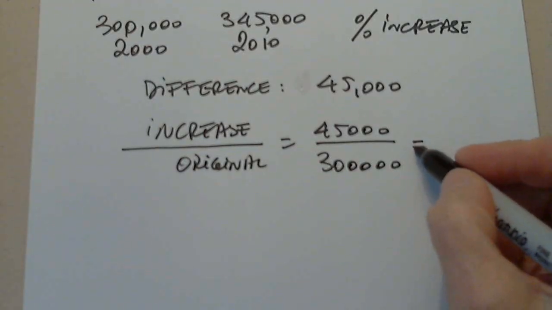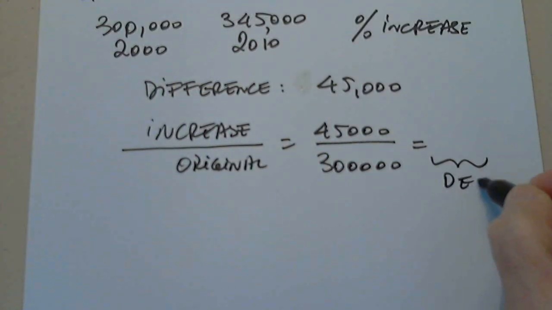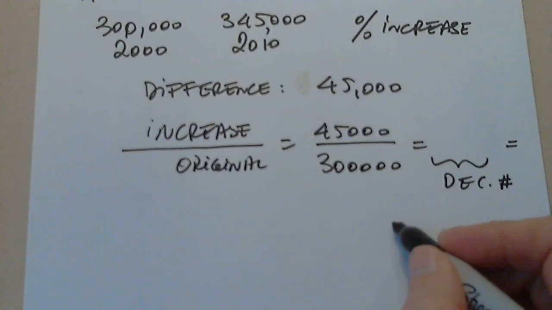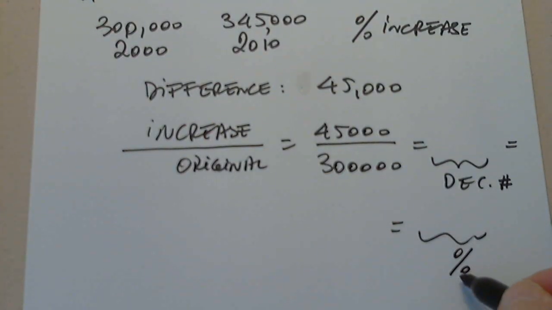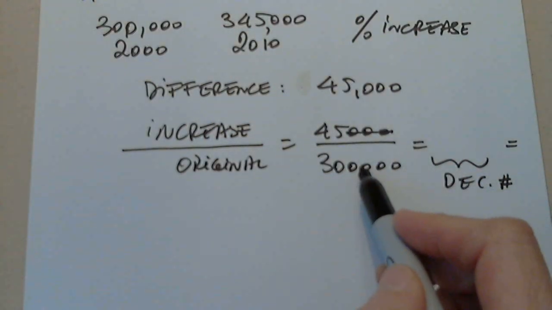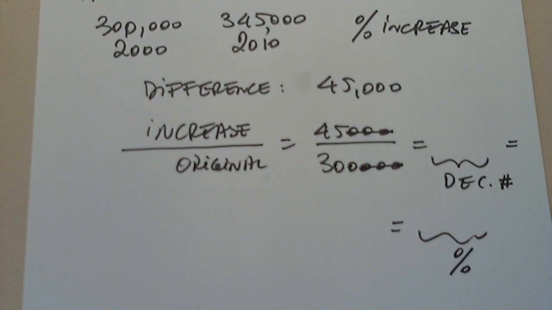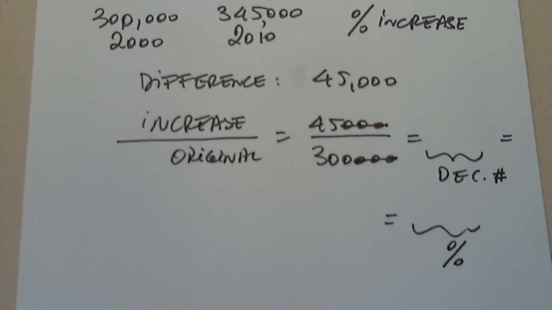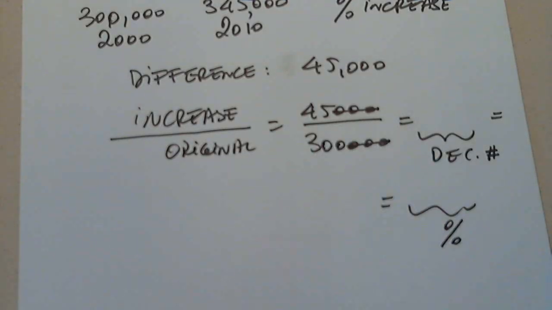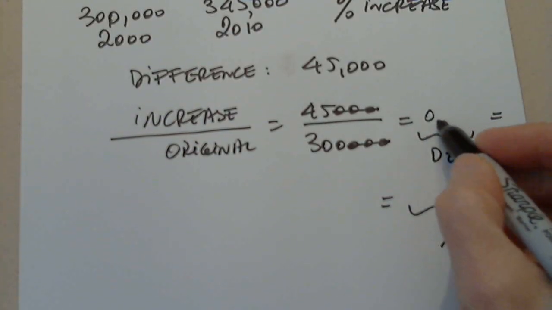And that will give us a decimal number, and then we will change this into percent. The easiest thing to do, first of all, is cross out 1,000 from the top, which means 3 zeros, and 1,000 from the denominator, and then divide. Yes, you can simplify, and so on and so forth. I will divide 45 by 300. I will get a decimal number, first of all.